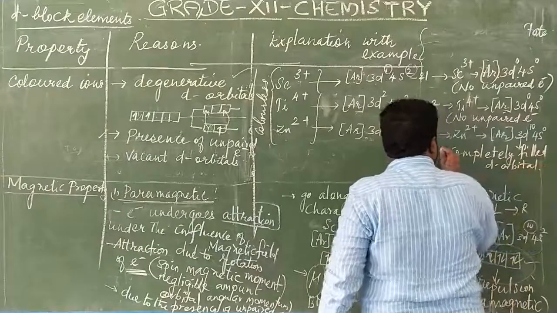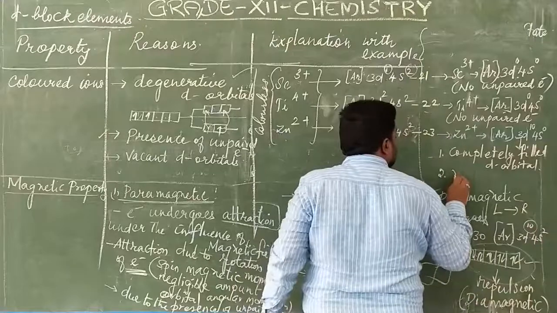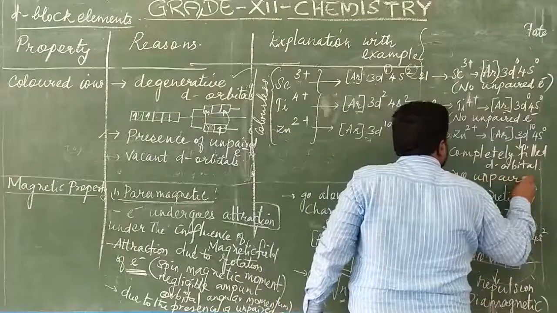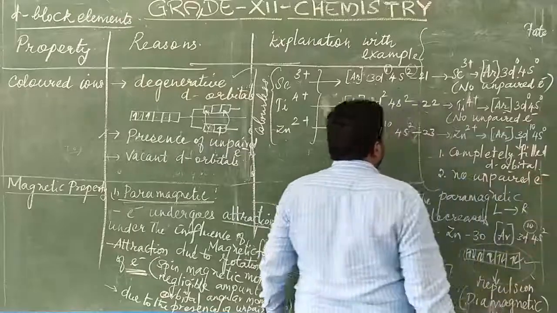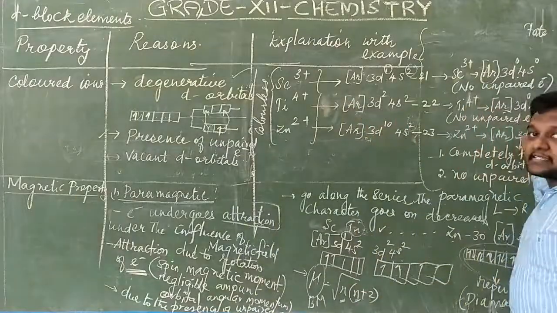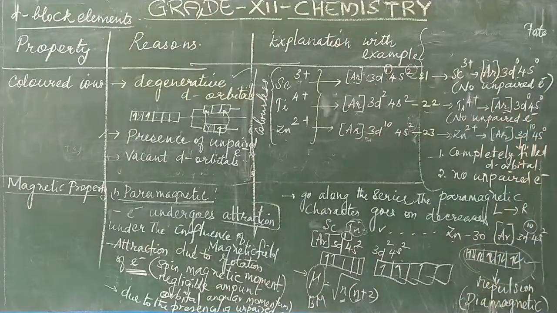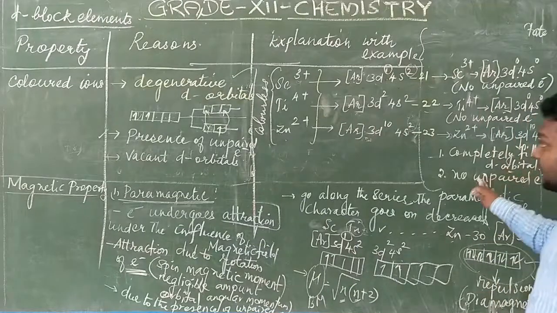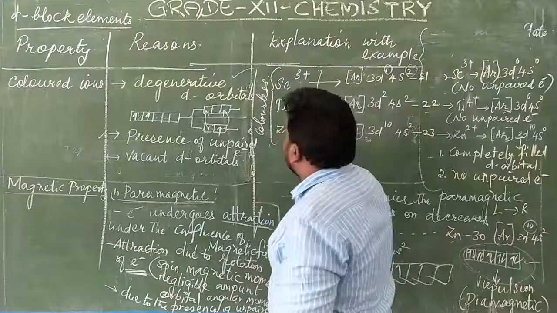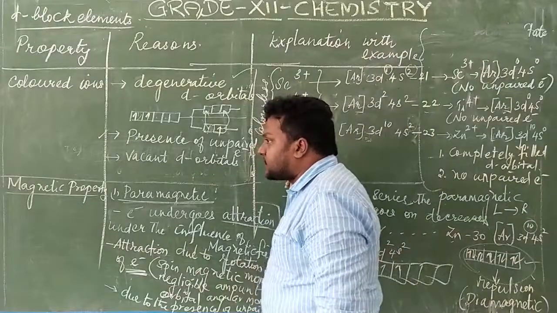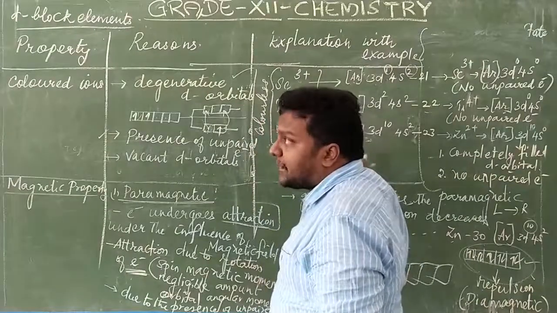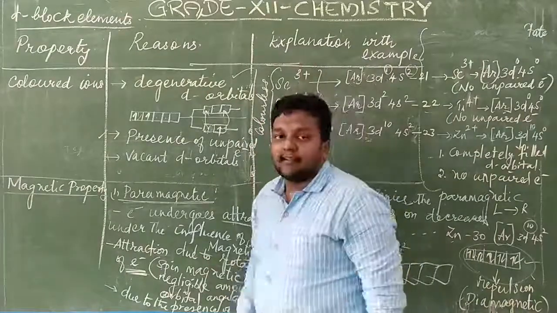Then what is the other condition? The second condition is there are no unpaired electrons. All the electrons are paired. You have 10 electrons, no? It is completely filled. There is no unpaired electron. This implies that scandium, due to the absence of unpaired electrons, titanium due to the absence of unpaired electrons, and zinc due to the completely filled configuration with no unpaired electrons, tend to be colorless in nature.